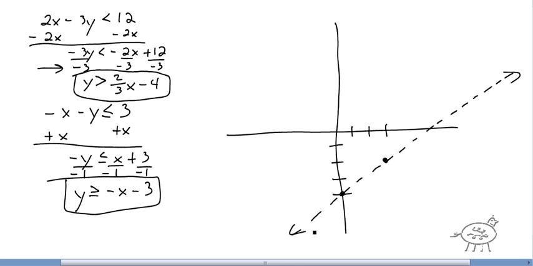Okay, and then the next one is y is greater than negative x minus 3. So here it is. Negative 3, and it's a negative x, so it's negative 1 over positive 1, so it's down 1 over 1. You can do another one here too if you want. Up 1 to the left 1, and that's a solid line.